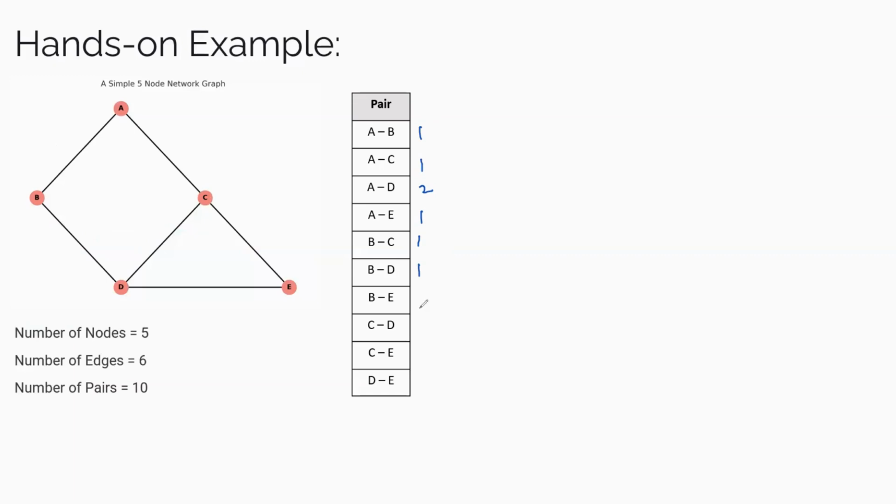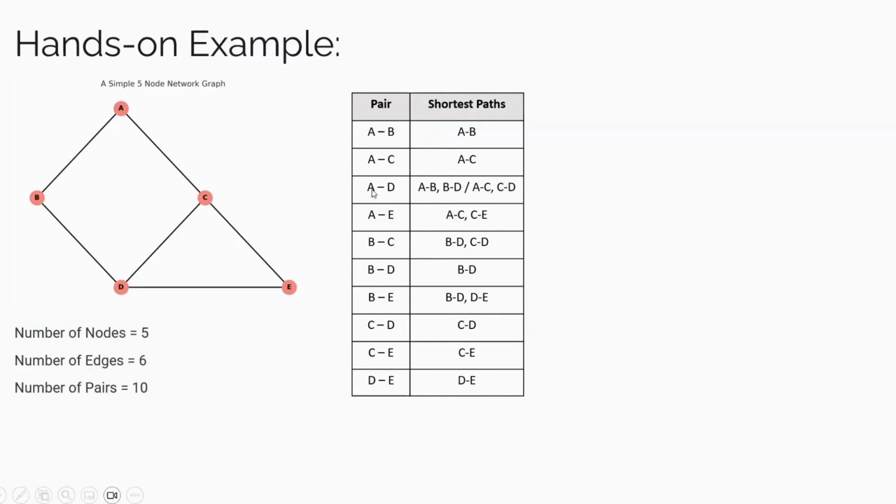Then for BE, again there is only one connection. BE basically is this one, but we have to traverse this way. So one connection. And then CD, I see one connection directly. CE one connection, DE one connection. Right? So these are the connections that we are looking at between these pairs. So if I write them down, these are the connections. And only between A to D, I see two possible paths, which is ABD and ACD.